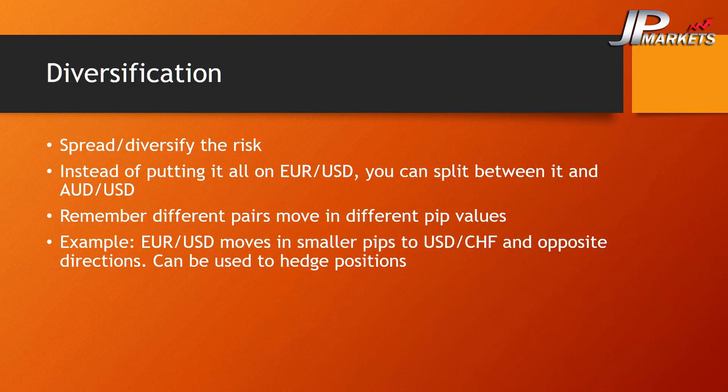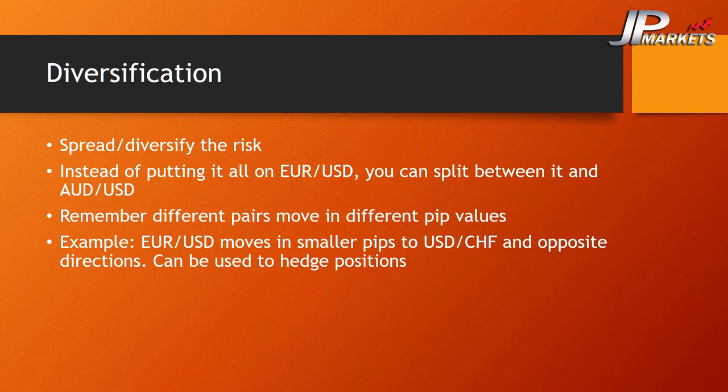Let's say that you assume that the US dollar will increase. Instead of opening up one position of two lots on the euro dollar, you can split the position into another pair, such as the Australian dollar US dollar. This way, you are increasing your probability and diversifying, as you are not exposing yourself to the movement of one country. You've added a third country into the equation.